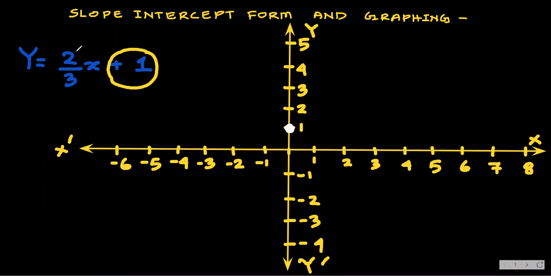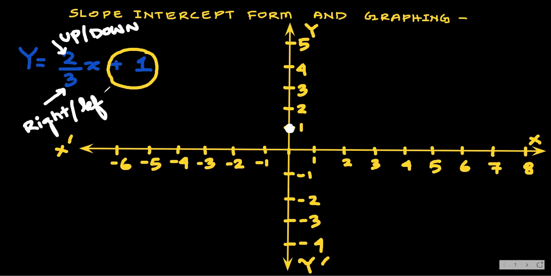Now go to the slope. Now slope is a fraction where 2 is the numerator and 3 is the denominator. Now what do 2 and 3 denote? The 2, the numerator, will represent how much you need to go up or how much you need to go down from this y-intercept plus 1, right? And what does this 3 represent? How much we need to go right or how much we need to move left further.